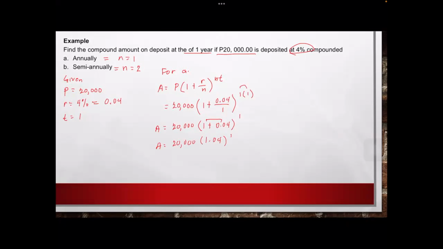1 plus 0.04. Hey Carl, may pa-house tour pa.